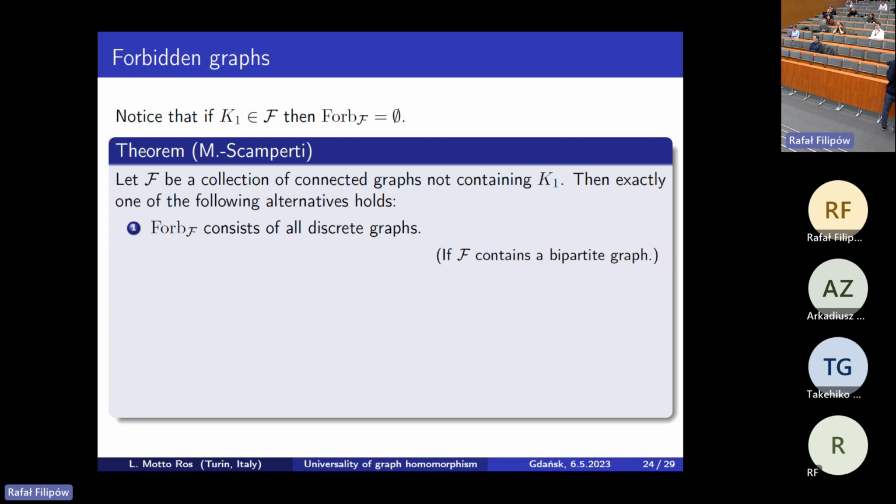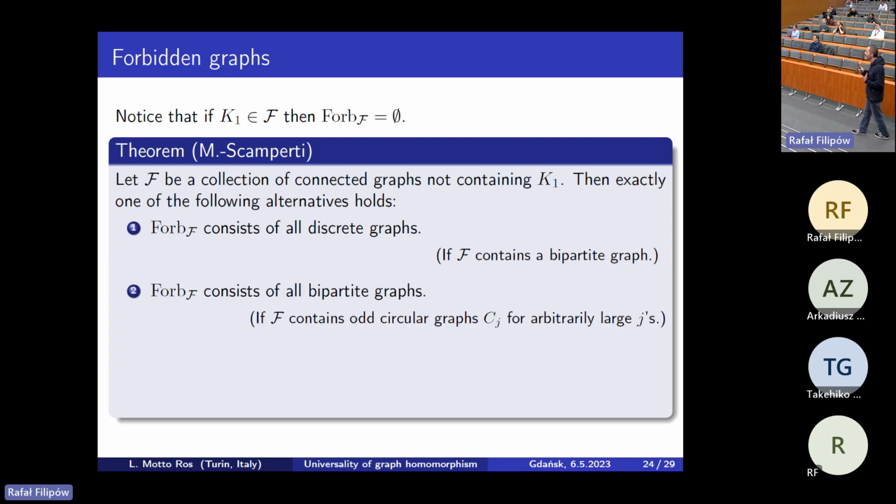So this is the first situation. The other situation, which is a little bit more subtle and was not noticed, is if your class contains odd cycles with arbitrarily large length. Then again the class is quite simple, because it consists of all bipartite graphs. If you want to avoid all cycles at once, then you must be bipartite, because if you're not bipartite, you must contain some cycle. So that's the trivial thing.